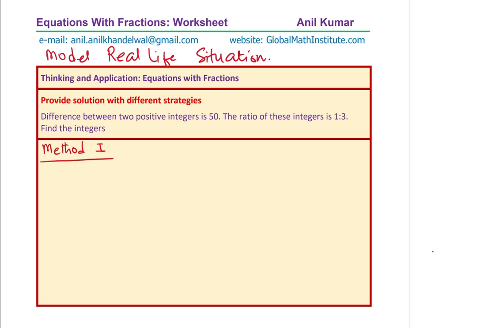Now in this method, we say the difference between two positive integers is 50. Now how do you define these two positive integers? So let us say if x is one integer, then what should be the next integer? It could be x plus 50, for example. Do you see that? So if I have x as one integer, the other could be x plus 50. So that gives you a difference of two positive integers as 50.